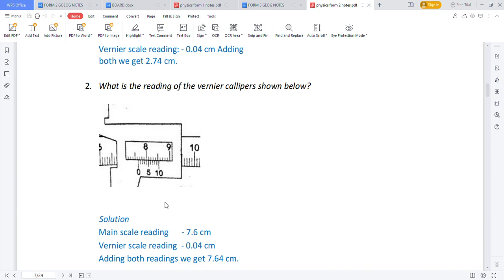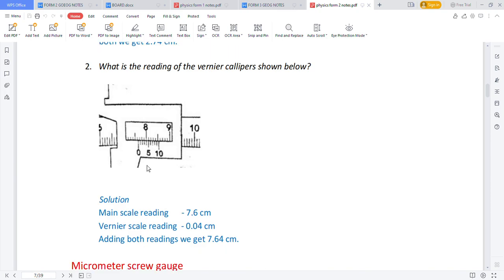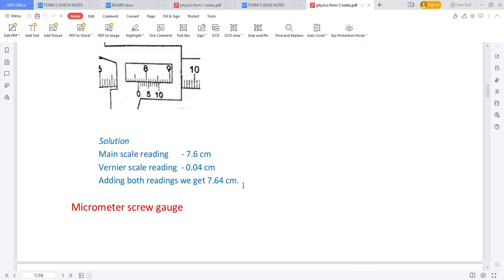Example 2. The value before 0 of the vernier scale is 7.6, so you have 7.6 centimeters. Then where there is a coincidence is 4. So 4 times 0.01, you're going to have 0.04. If you add that, you're going to get the reading.